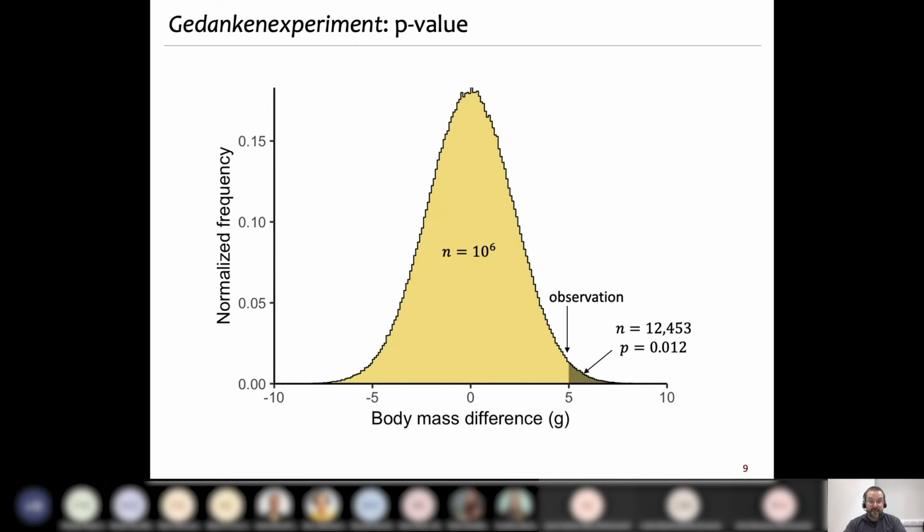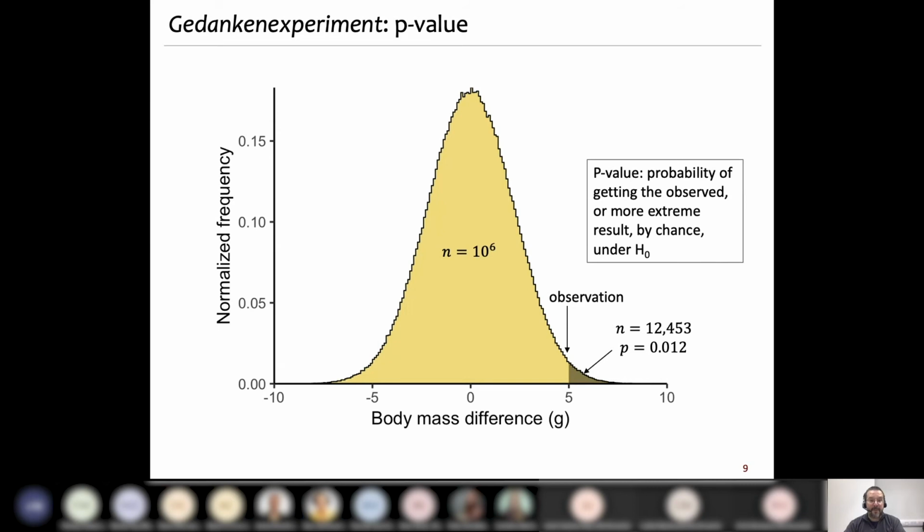And it turns out that 12,453 of the simulated results, or 1.2% of simulated results, have larger mass difference than in our actual experiment. And this is our p-value, which is a probability of getting the observed or more extreme result by chance under the null hypothesis.